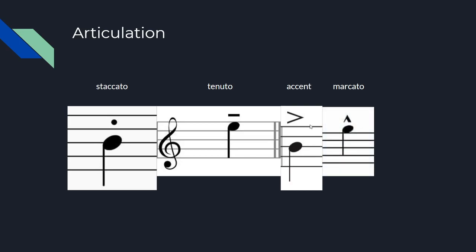Marcato is similar to both accents and staccatos. You must play it loud, but you must also play it short, so it combines the essential components of accents and staccatos together.